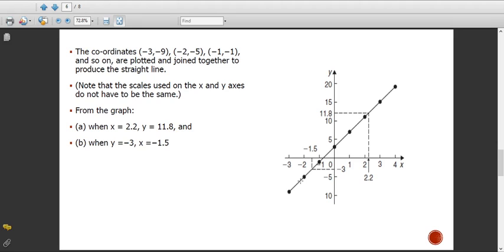They have told us to read off x when y is -3. So we go to y, -3 is here. What will be x? Our x will be -1.5. Then also to read off y when x is 2.2, we extrapolate up to when we reach the line. So the value there of y is 11.8.